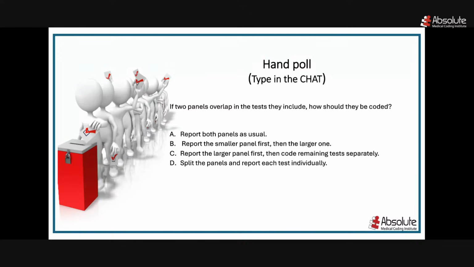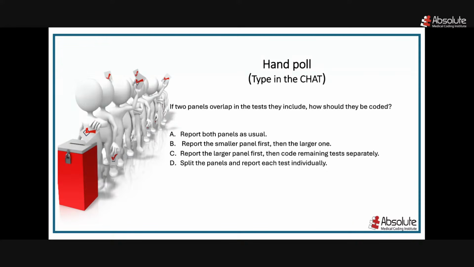If two panels overlap in the tests they include, how should they be coded? Options are: report both panels as usual; report the smaller panel first and then the larger one; report the larger panel first and then code the remaining tests separately; split the panels and report each test individually. Which one is true, coders?